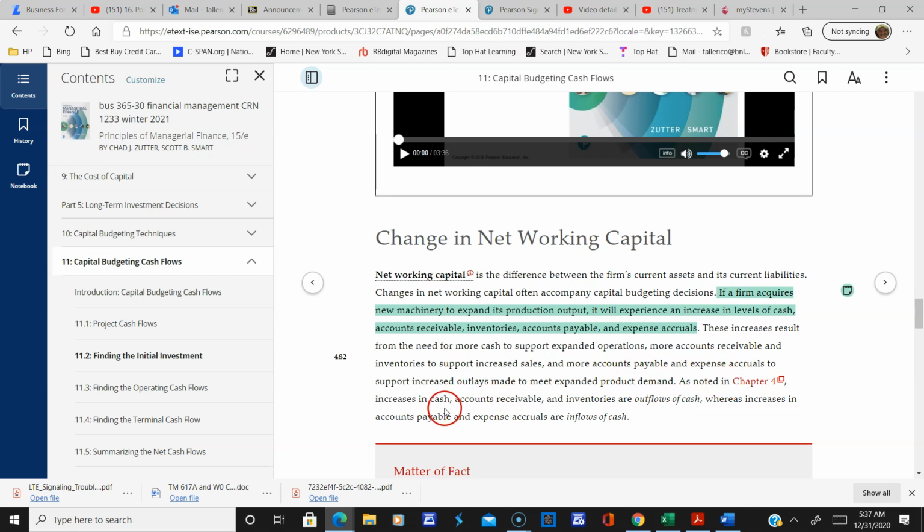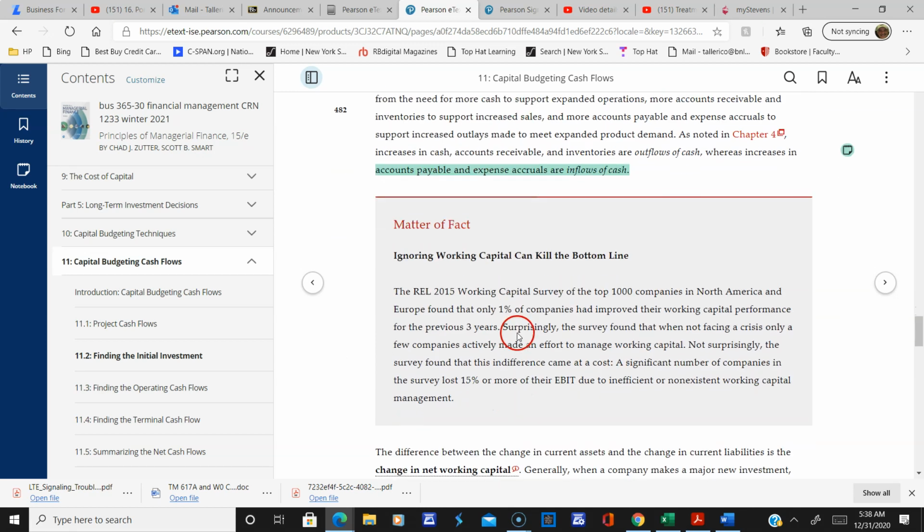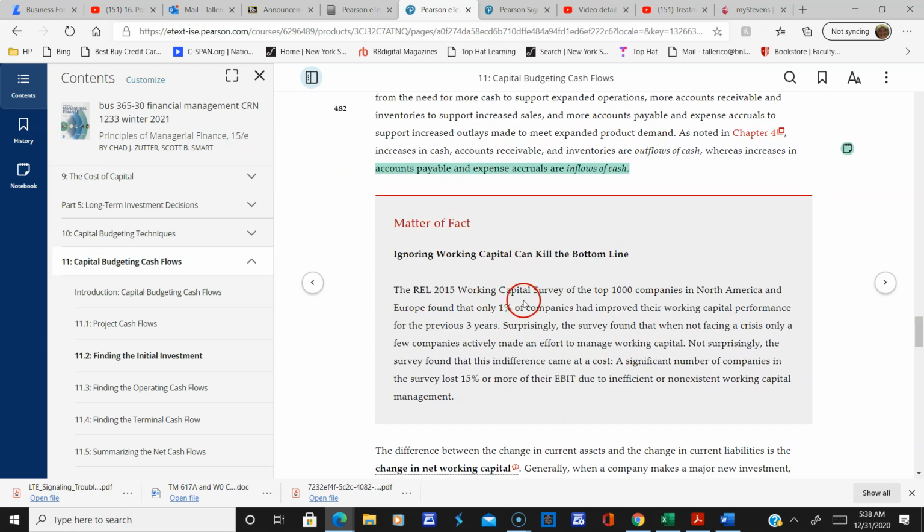As noted in Chapter 4, increases in cash, accounts receivable, and inventories are outflows of cash, whereas increases in accounts payable and expense accruals are inflows. Increases in accounts payable are inflows because this is money that you have to pay out, but you're holding it. The fact that you still have it means you have to be careful with the definition of inflow and outflow. There's a little matter of fact here that you can read.